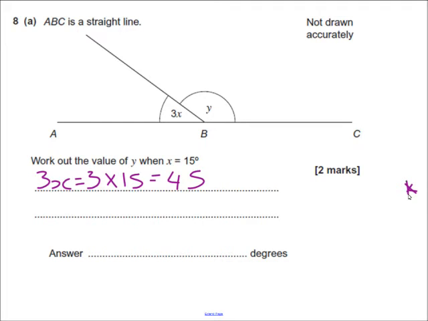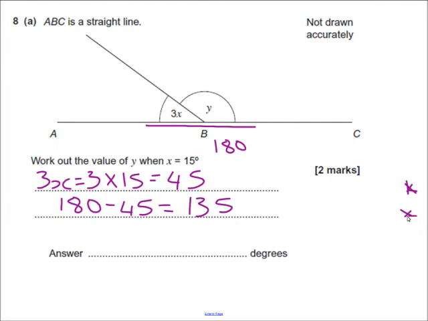Don't take any chances. Now, because ABC is a straight line, we know the angles have to add up to 180 degrees. So 180 degrees, subtracting our 45 that we know for 3x, gives us 135 degrees for y. Again, use a calculator to perform these calculations. On your answer line, 135 degrees is what they're after.